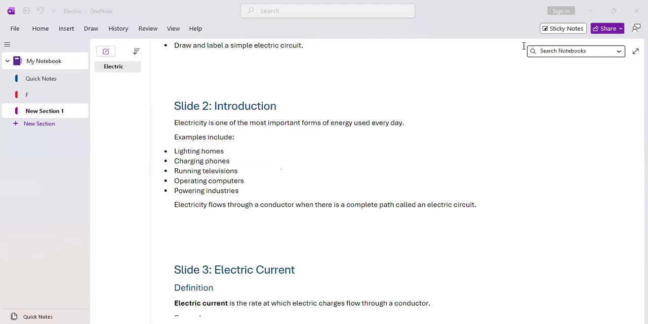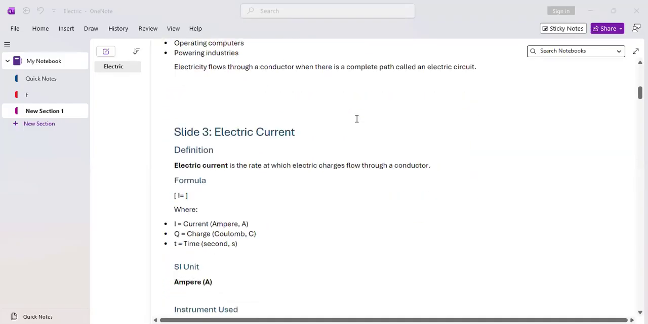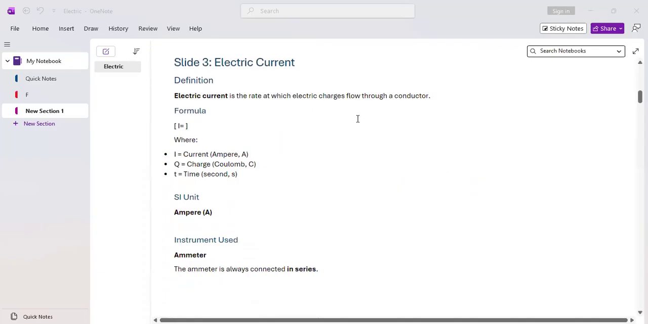Okay, in this lesson, we are going to treat electricity so we understand what electricity is all about. So let's understand what electric current is.